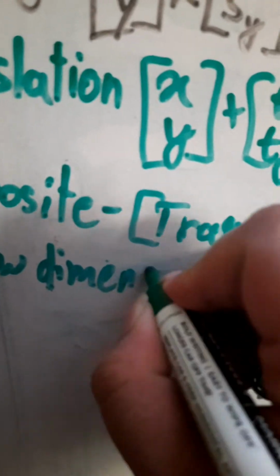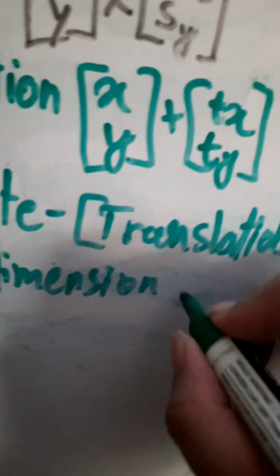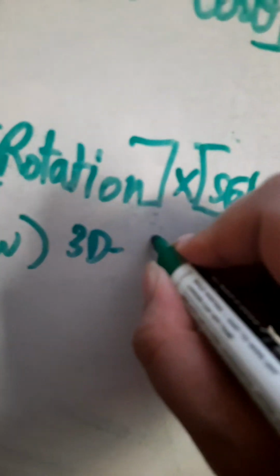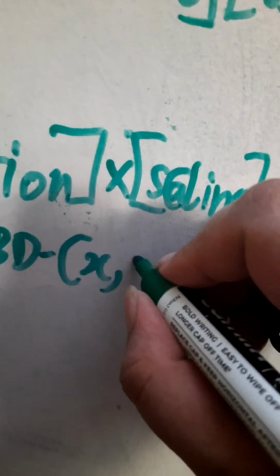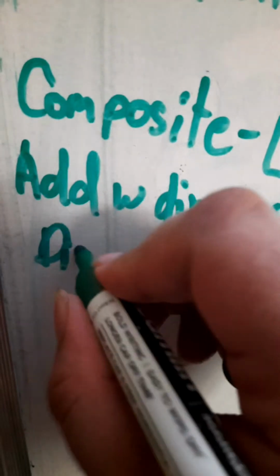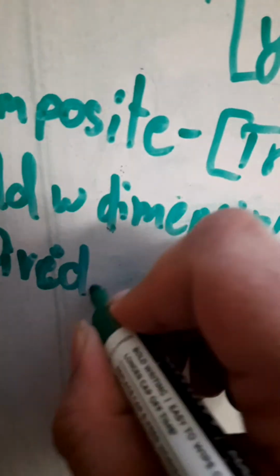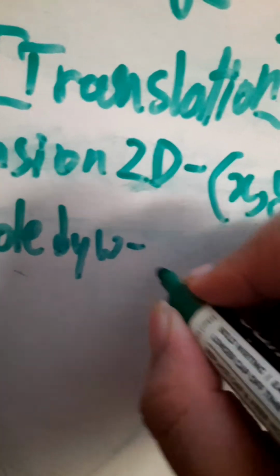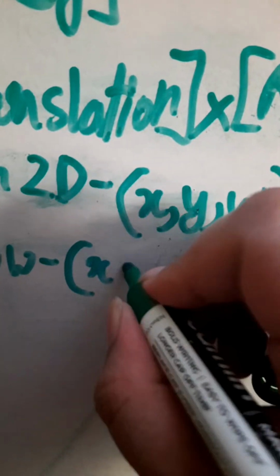Now what happens here is, let's say in 2D it is x, y and w. In 3D it is x, y, z, w. And to make it real world coordinates, what we do is divide the whole thing by w. Then it is x by w, y by w.